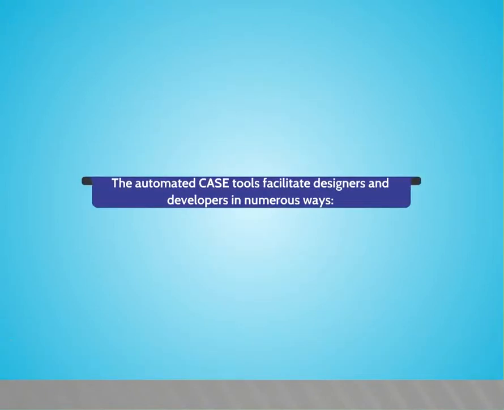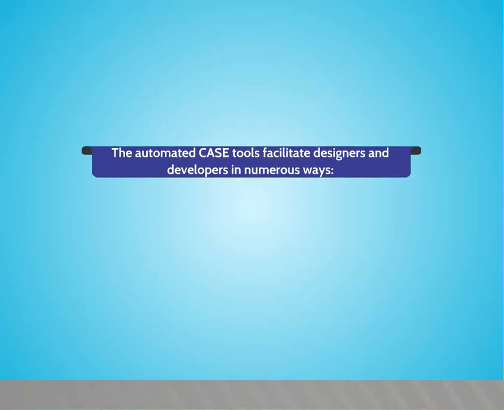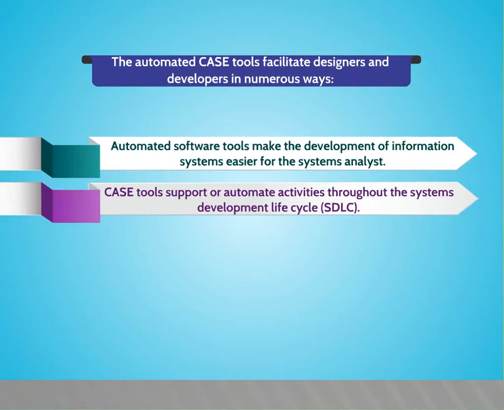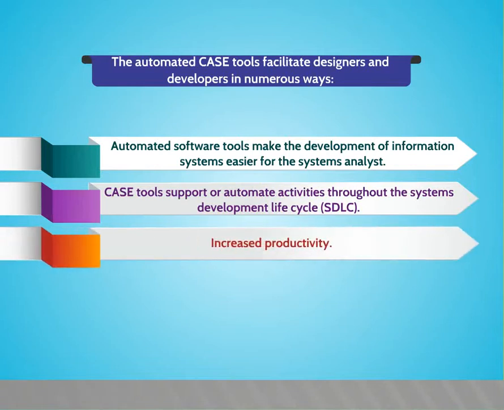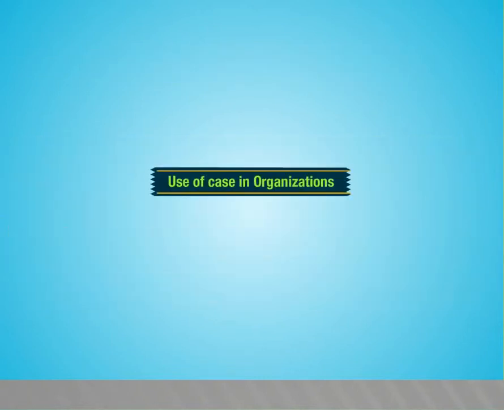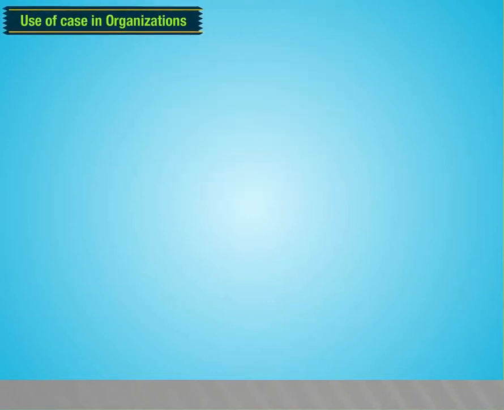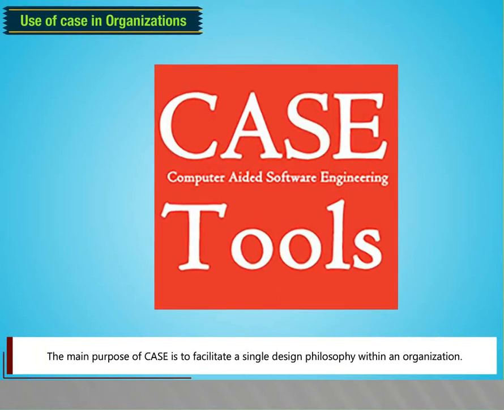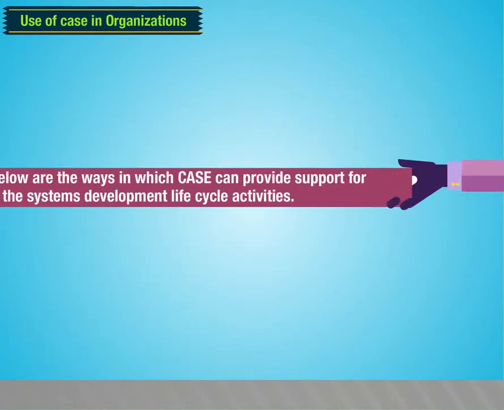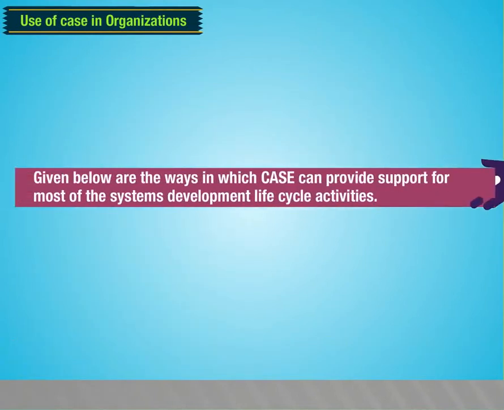The automated CASE tools facilitate designers and developers in numerous ways. Automated software tools make the development of information systems easier for the systems analyst. CASE tools support or automate activities throughout the system's development lifecycle (SDLC), with increased productivity and improved overall quality of systems. Use of CASE in organizations: the main purpose of CASE is to facilitate a single design philosophy within an organization. Given below are the ways in which CASE can provide support for most of the system's development lifecycle activities.